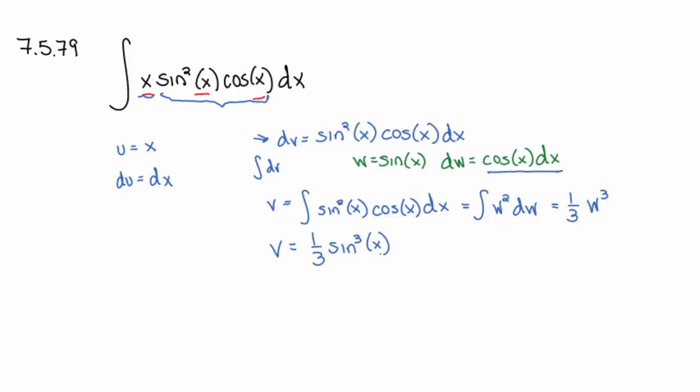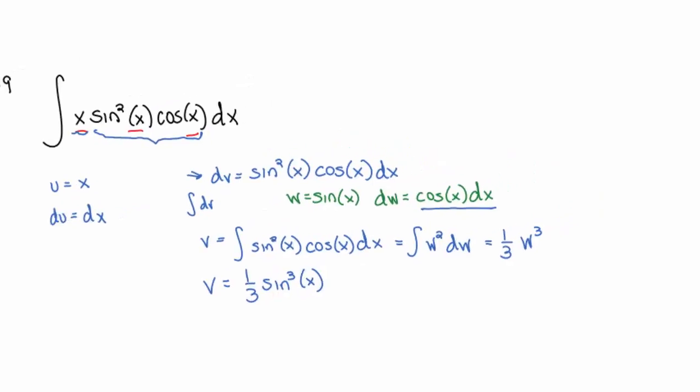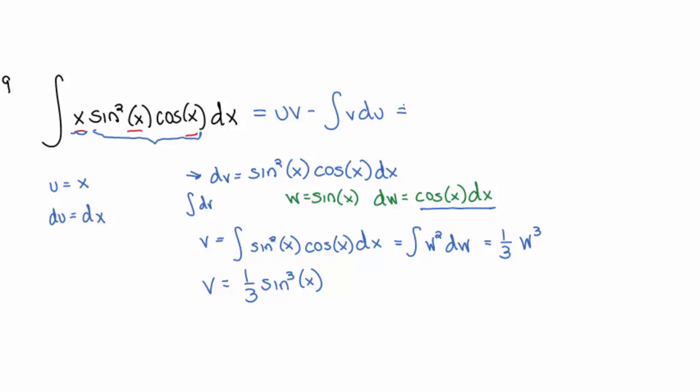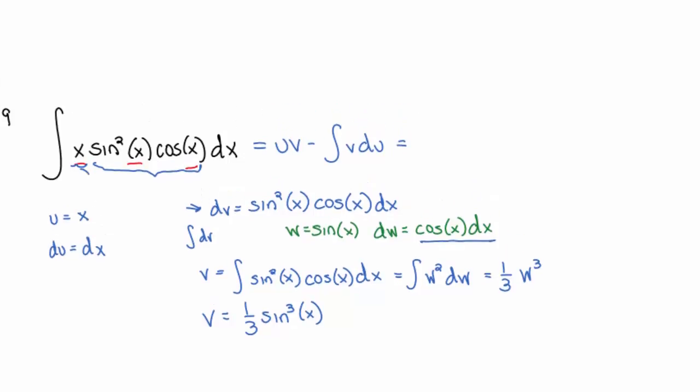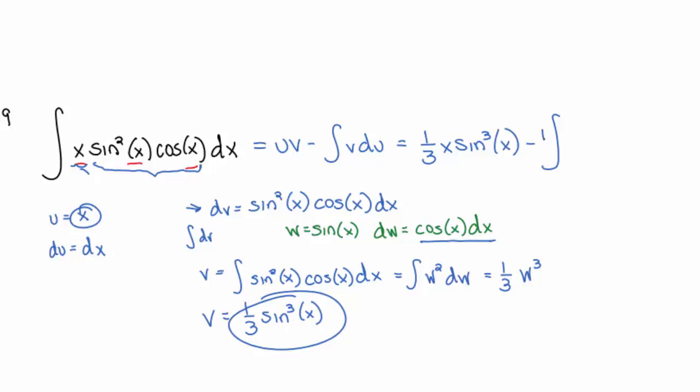of x. And so now we can say this integral in black here is going to equal uv minus the integral of v du. So this is u times v. U is here. U is this guy and v is this guy. So it's going to be 1/3 x sine cubed of x minus the integral of v, which is still that 1/3, du, which is the dx. So minus the integral of 1/3 sine cubed of x dx.